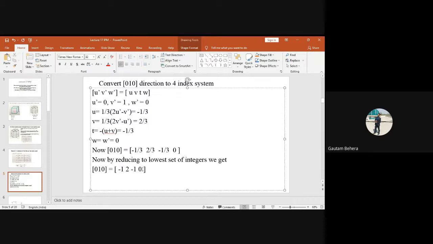So you should not write negative sign. So to make it easy, I have written here negative sign, but you need to write bar. 1 bar means 1 on the top bar, there will be a line, right? 1 bar, 2, 1 bar, 0. So you can see this Miller indices system has been converted into Miller-Bravais indices system, right? So this is the simple way to convert the Miller indices system to Miller-Bravais indices system, fine? Now 3 coordinate system to 4 coordinate system.